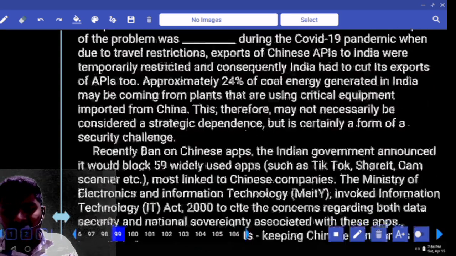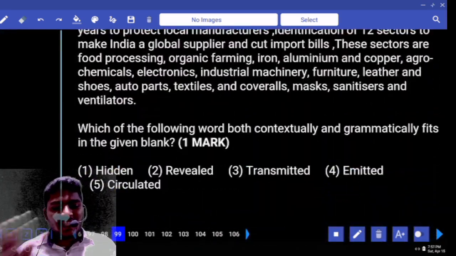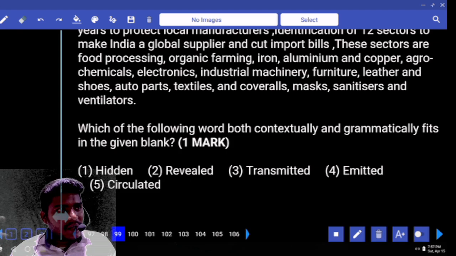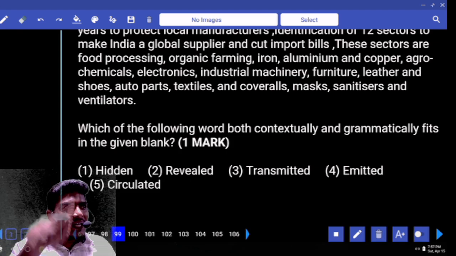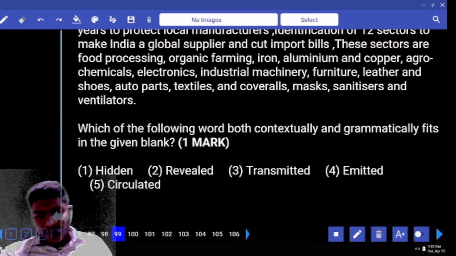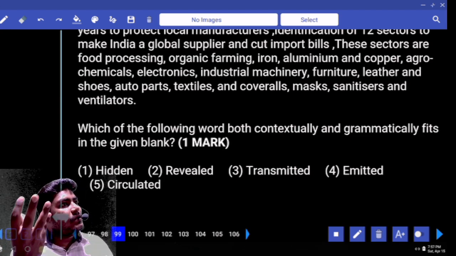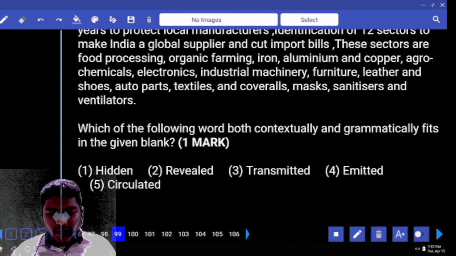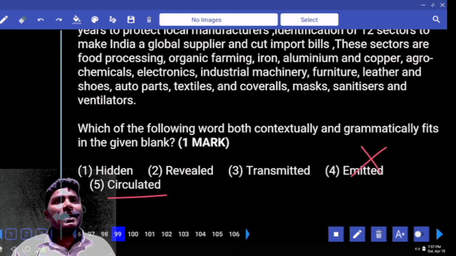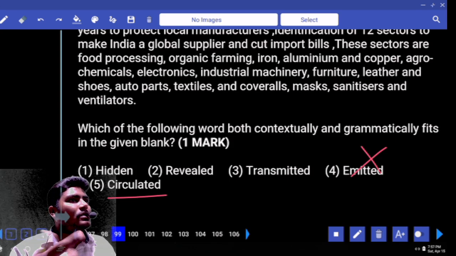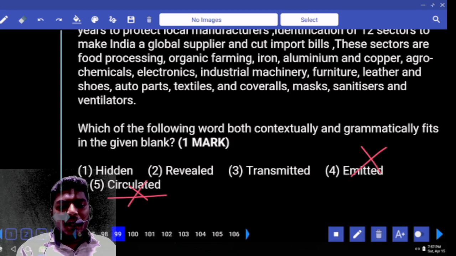Now, whatever the problem we are speaking about, this problem was dashed during the COVID-19. Now, tell me which one is the correct option. The problem was hidden, the problem was revealed, the problem was transmitted from one place to another place, the problem was emitted. Do you know the word emission? Emission is used with pollution. Not relevant. Next, another one is what here? Circulated. What do we circulate? We circulate the news. We circulate the newspaper. Not relevant.